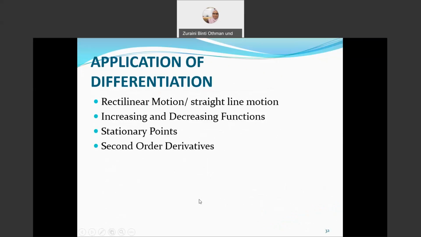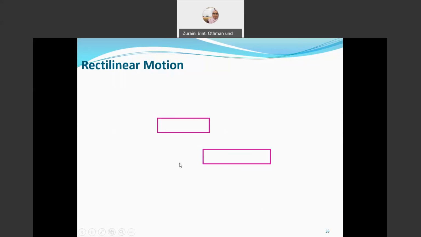Okay, so the applications of differentiation: first is rectilinear motion or straight line motion, then increasing and decreasing function. After that is stationary point, and finally is second order derivative. Rectilinear motion, what does it mean?